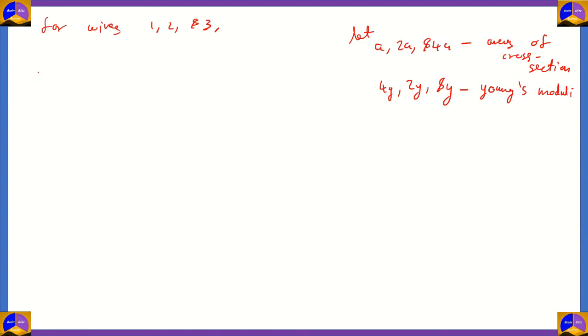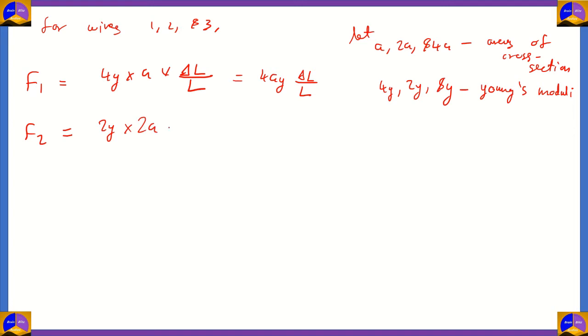So, force 1, the force for the first wire, has a Young's modulus of 4Y, so it's 4Y times A times delta L divided by L, since that's the same. For wire 2, you basically get 4AY delta L divided by L. For the second wire, you get 2Y as the Young's modulus and 2A as the area of cross-section, and then delta L by L, which is the same for everyone. So 2Y times 2A gives you 4AY times delta L by L.